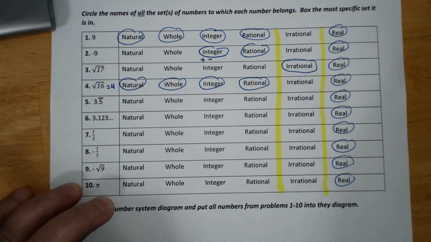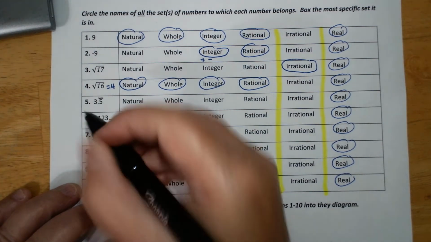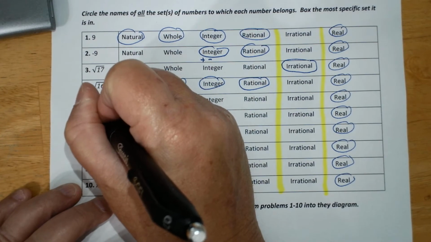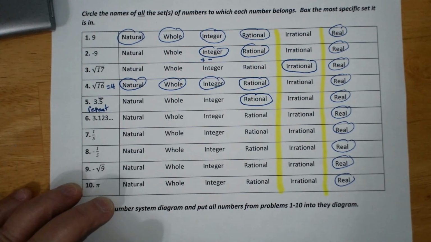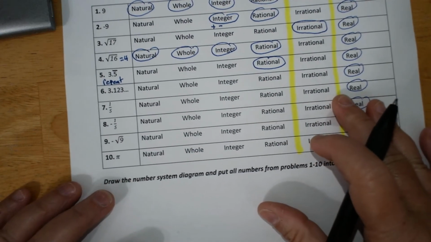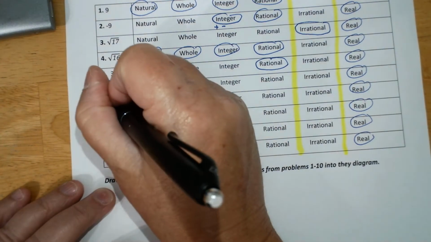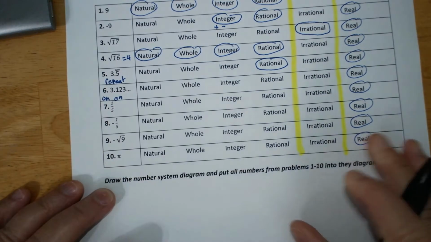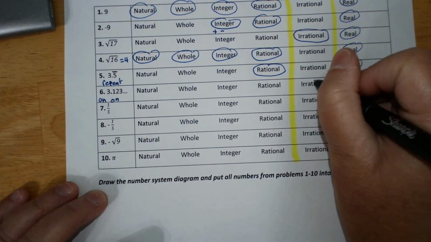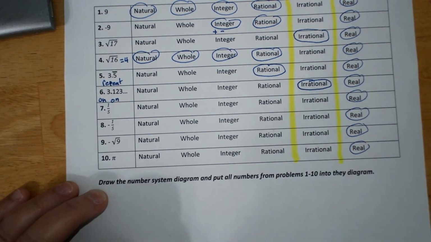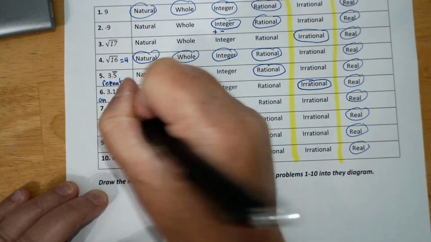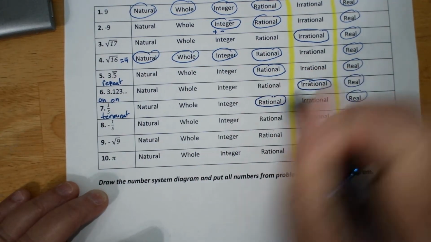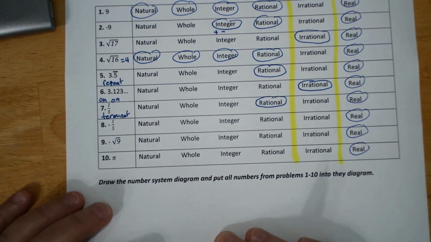A rational. 3.5 is a repeating. Repeats go in rational. The dot says on and on and on. On and on and on. Irrational. 1/5 is a terminating. A terminating is, all fractions are rationals.